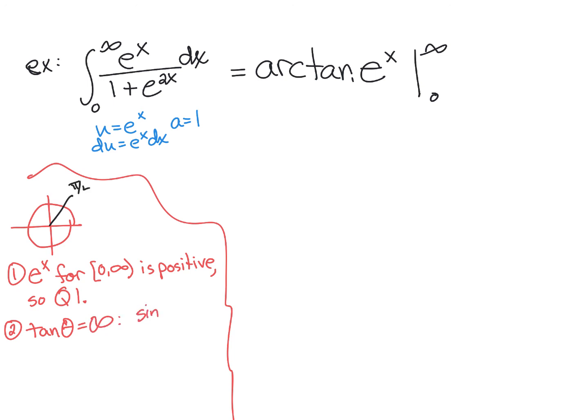Where does the tangent equal infinity? Well, tangent is sine over cosine, and for that fraction, remember these things oscillate between plus or minus 1. So for this thing to go to infinity, the bottom must go to 0. Where is the cosine equal to 0? At pi over 2. So the top limit is going to go to pi over 2. The bottom limit is where the tangent equals 1, e to the 0, and that will be pi over 4.